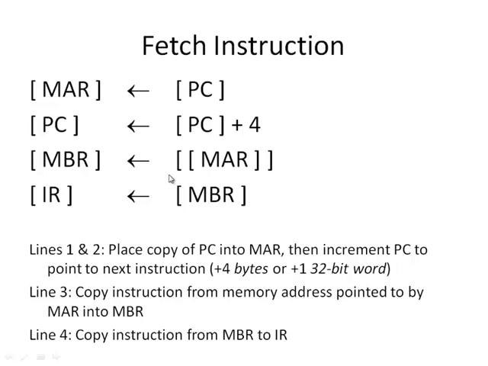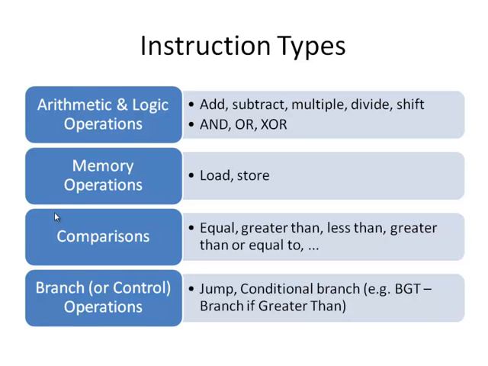Then with the double brackets, instead of copying the value stored in the memory address register, we're using that value to access memory. So we're going to copy the value stored in memory pointed to by the memory address register, into the memory buffer register. And then finally we copy the value from the memory buffer register into the instruction register. We go through those 4 steps for each instruction as we read it from memory and have it in the instruction register ready for execution.